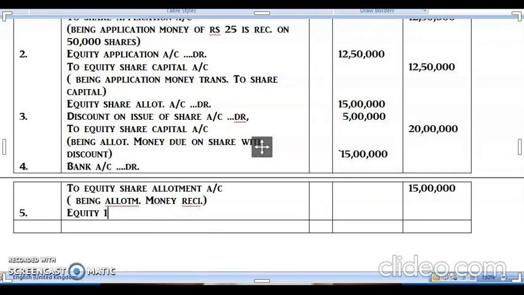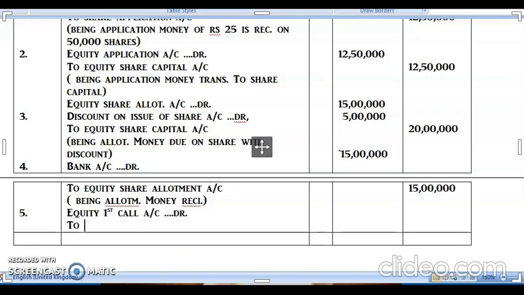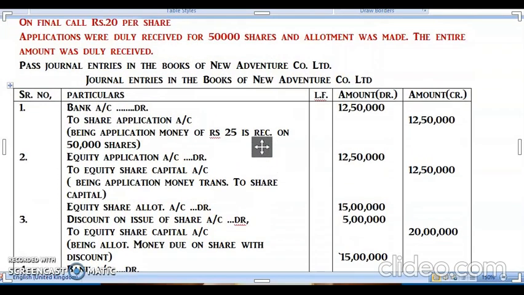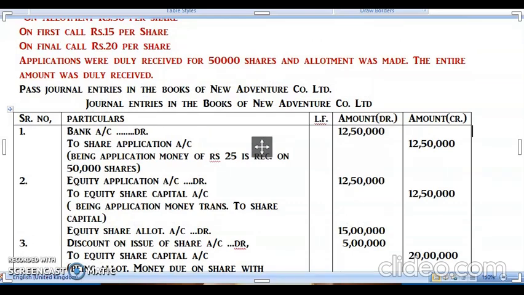Equity first call account debit to equity share capital account. Next you have to write the narration, being equity first call due. And the first call amount is how much? It's rupees 15 per share.